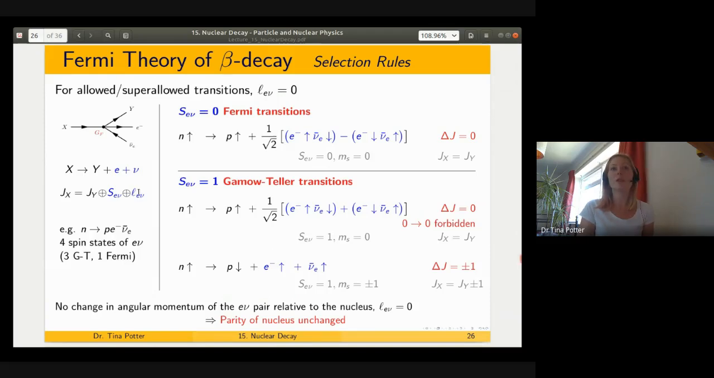So we're going to do this for L equals 0. That way we're trying to maximize this nuclear matrix element. We're trying to maximize the wave functions and the nuclear matrix element in general. So what happens if the spin of our electron and neutrino pair is 0 versus 1?